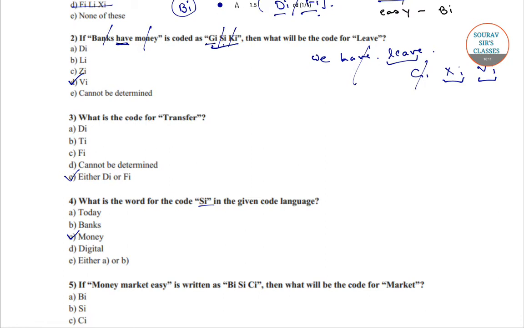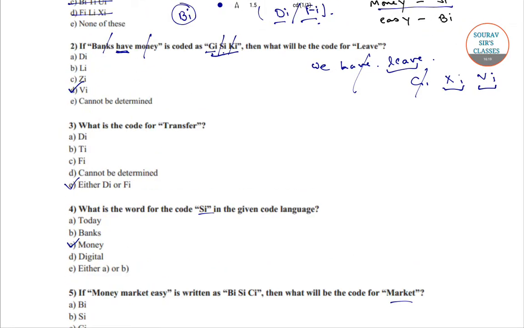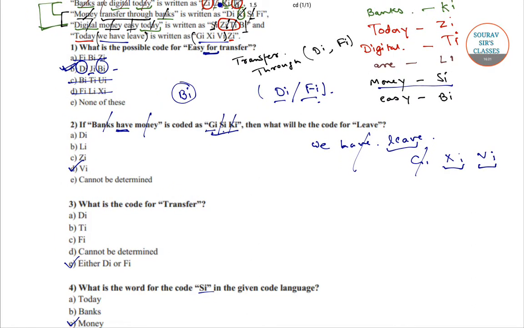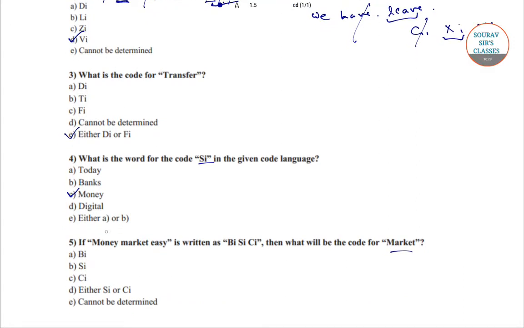Next, it is written that money market easy is written as BISICI, then what would be the code for market? Now from here we know that easy is coded as BI and money is coded as SI. So easy money is coded as SI and BI. So market is coded as CI. So the code for market would be CI.